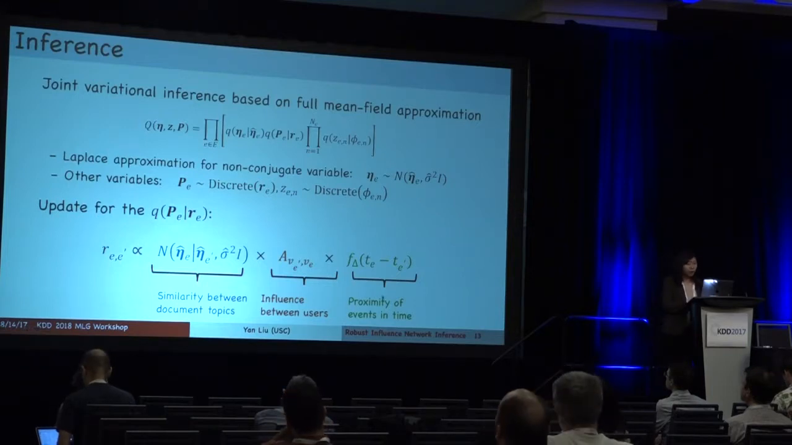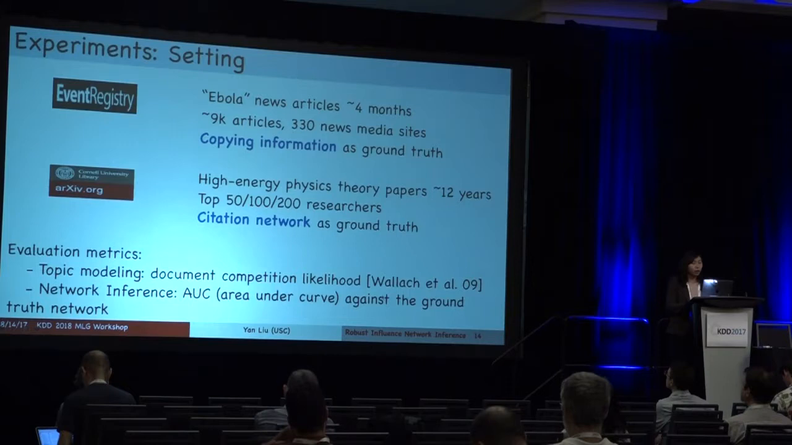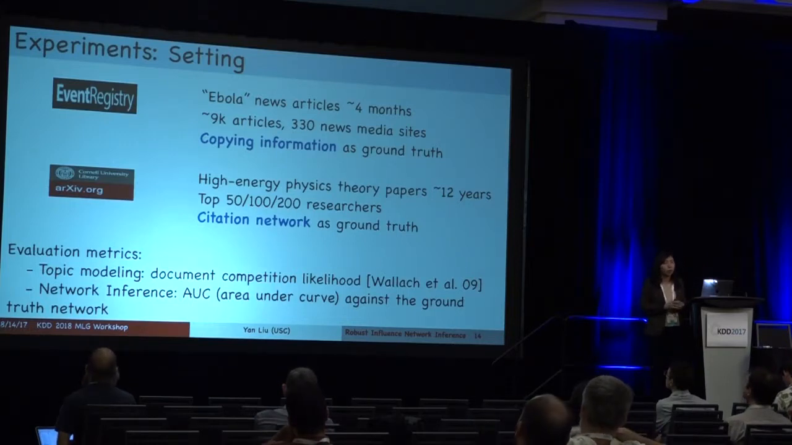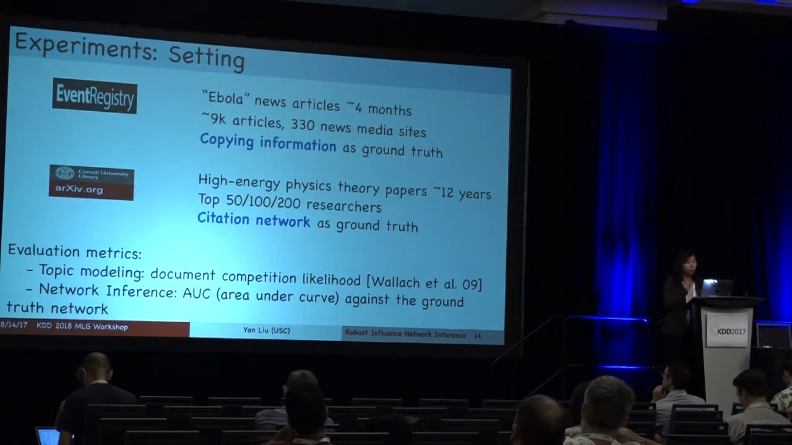So next, I'm just going to quickly show some experiment results to see what we can do with this model. We performed our experiments on 2 types of data sets. One is Event Registry, where we collected news on Ebola over about 4 months, and we got about 9,000 articles, generated from 330 news media websites.